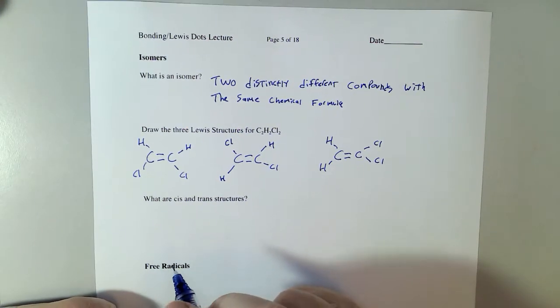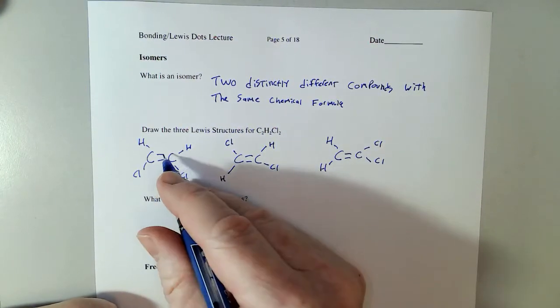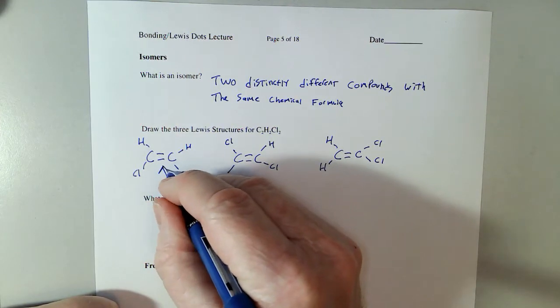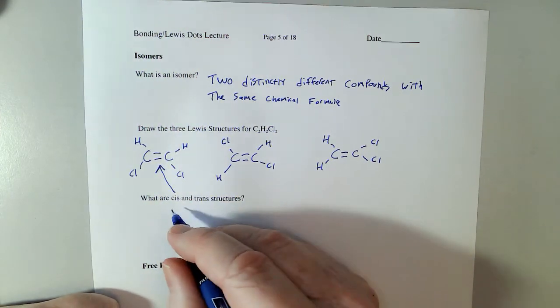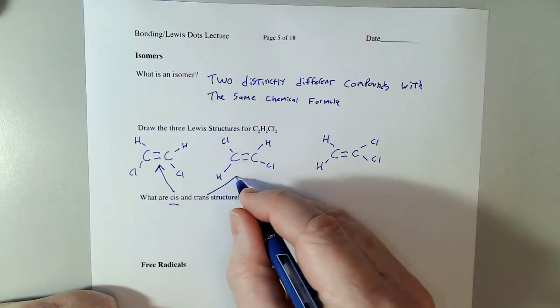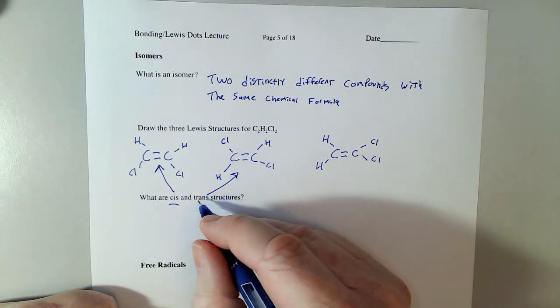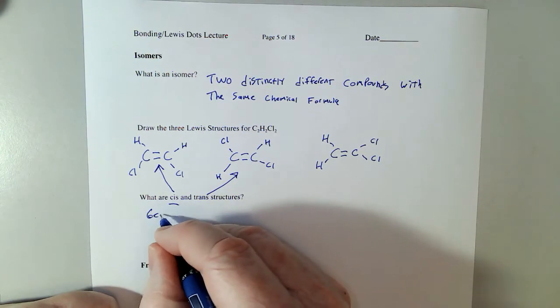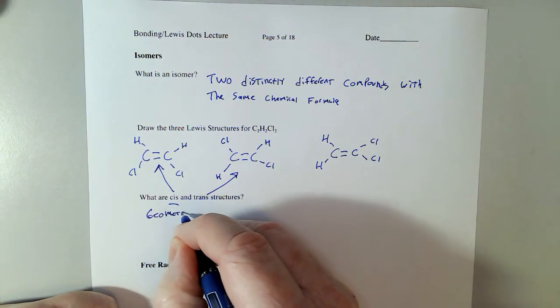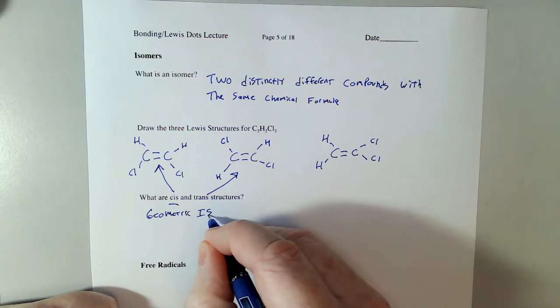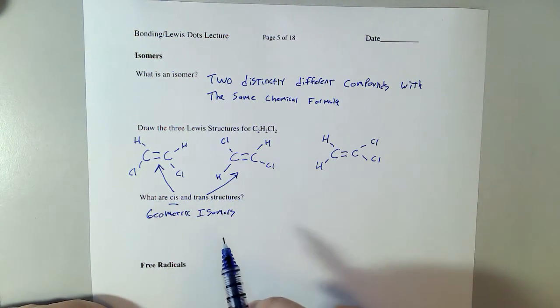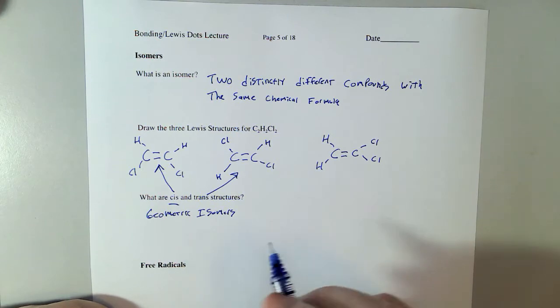Now, we have some names for this. This one right here, where the chlorines are on the same side, we call a cis structure, and where they're on opposite sides, we call it a trans structure. So these are what we might refer to as geometric isomers, where we are just changing the three-dimensional positioning of the atoms.